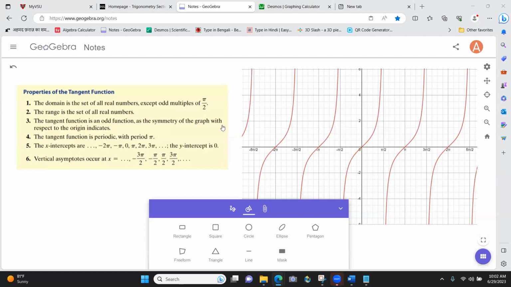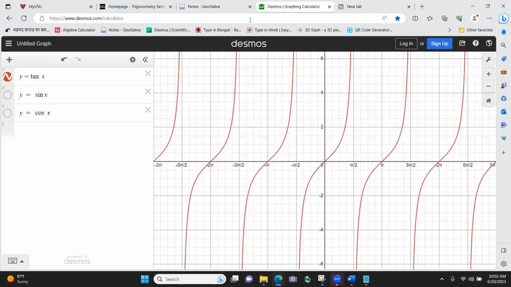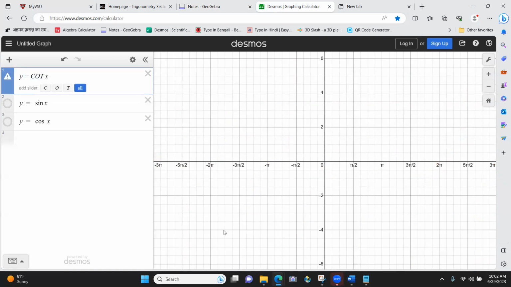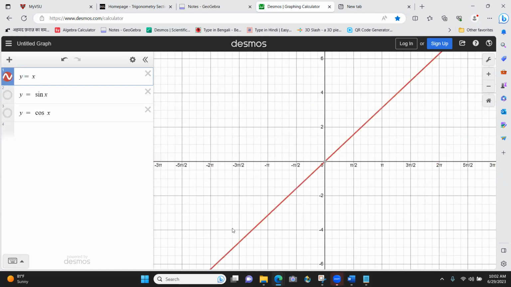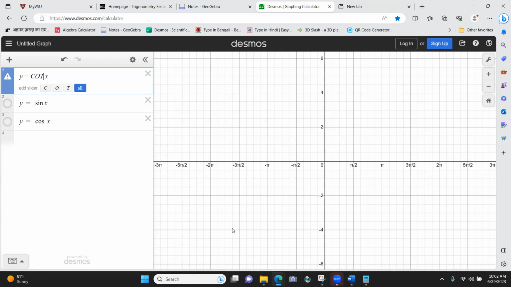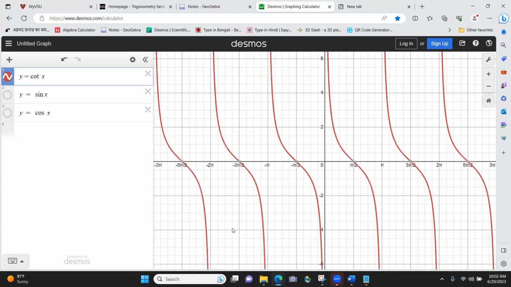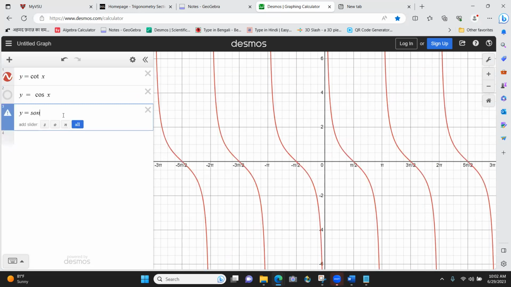All right, guys, I'm going to show you the cotangent function, and it's very similar to the tangent function. Some of the things change a little bit. So let's see. Remember, guys, the cotangent function is simply cosine over sine. And I'm going to put sine in the bottom. That way I can divide things a little better. So y is equal to sine x.